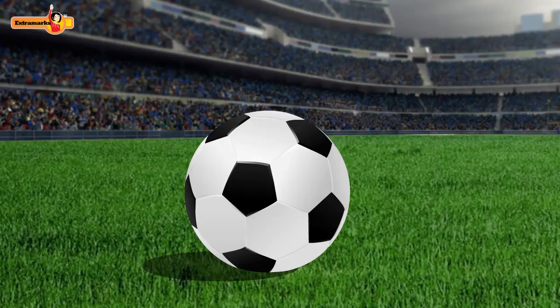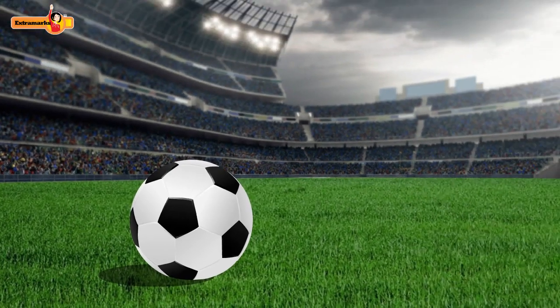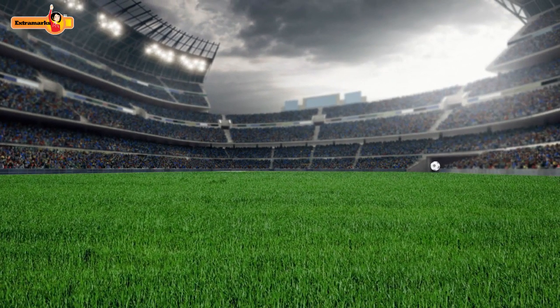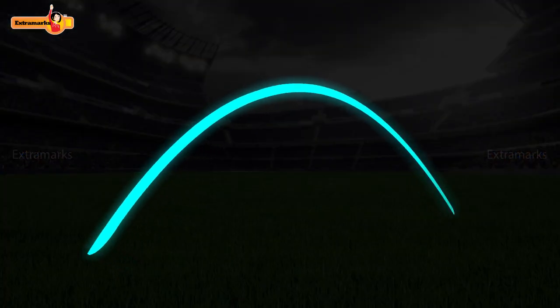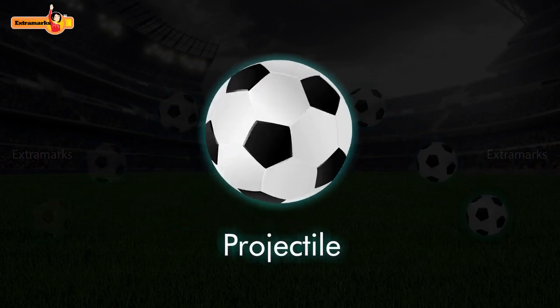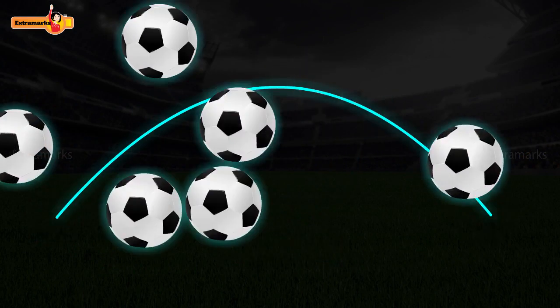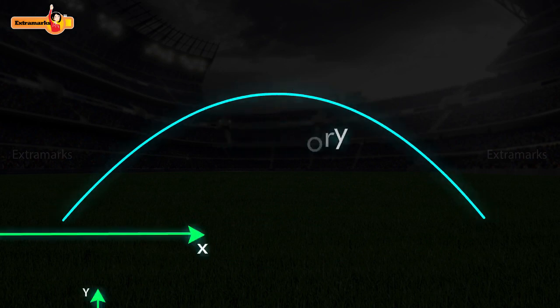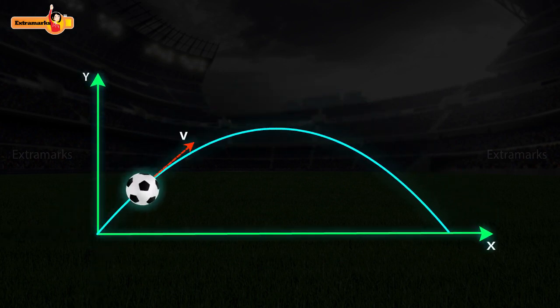Let us examine the general motion of a football moving through the air. Any object that is in flight after being thrown or projected is called a projectile. The path which an object follows is its trajectory. The velocity vector v at each instant points in the direction of the ball's motion at that instant and is always tangent to the path.